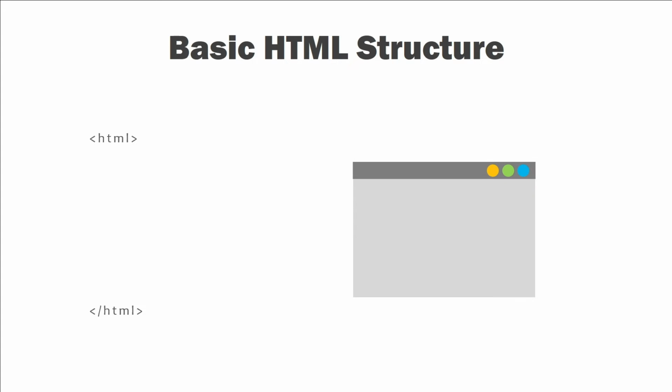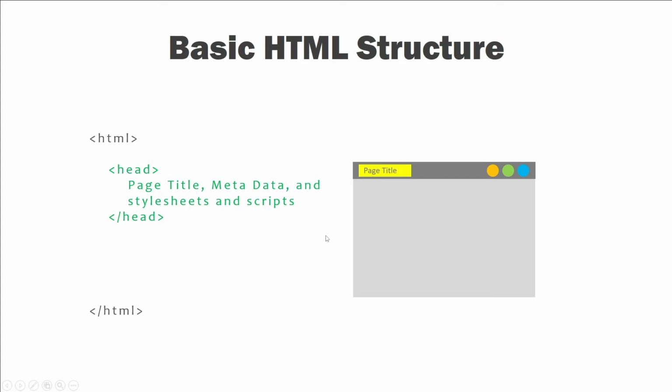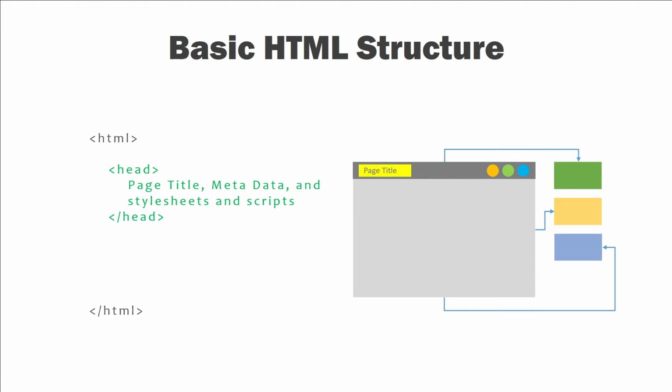So first of all we have a head tag, and inside this head tag we define our page title, metadata, style sheets and scripts. So only the page title is a visible part while the rest of the things are invisible. Style sheets, they are also invisible. Scripts, they are also invisible, and metadata includes description and keywords, and they are invisible as well.